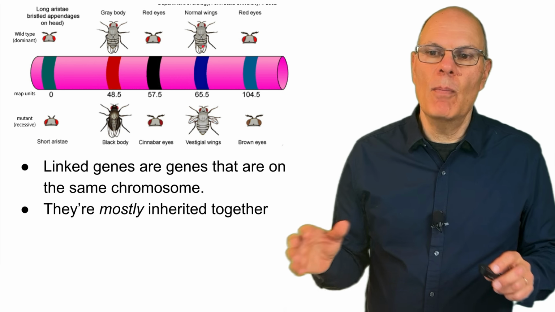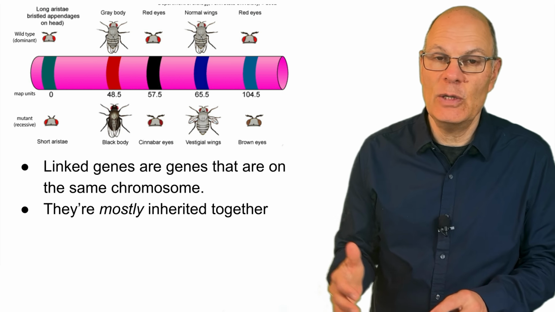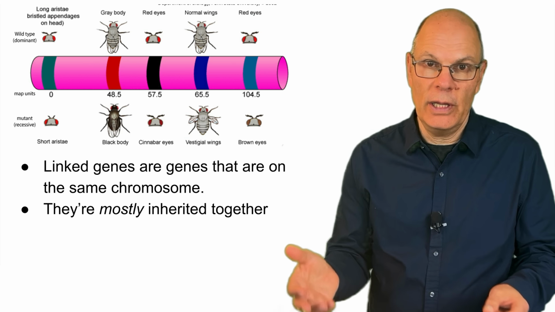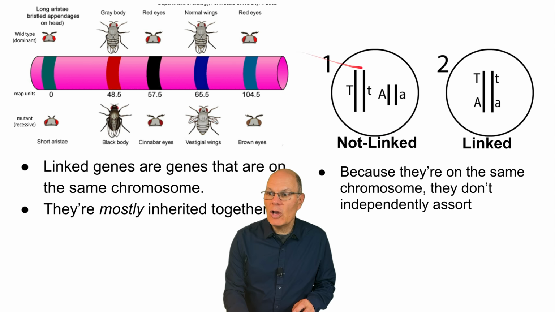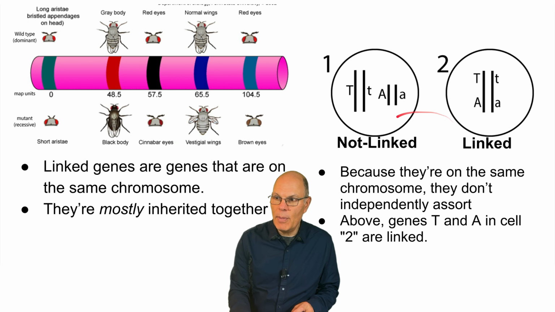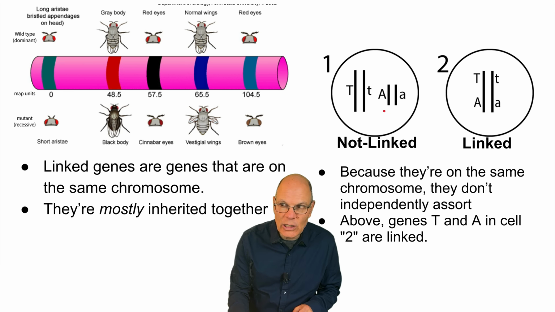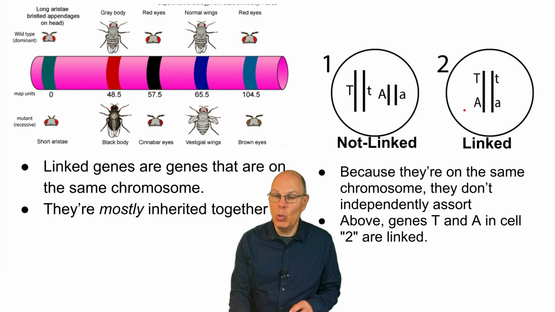These genes are mostly inherited together, which is different from the independent assortment that we saw with Mendelian genetics. Because they're on the same chromosome, these genes don't independently assort. So for example, above, genes T and A in this cell over here, they're linked. In this cell over here, they're not linked. These would independently assort and these wouldn't.